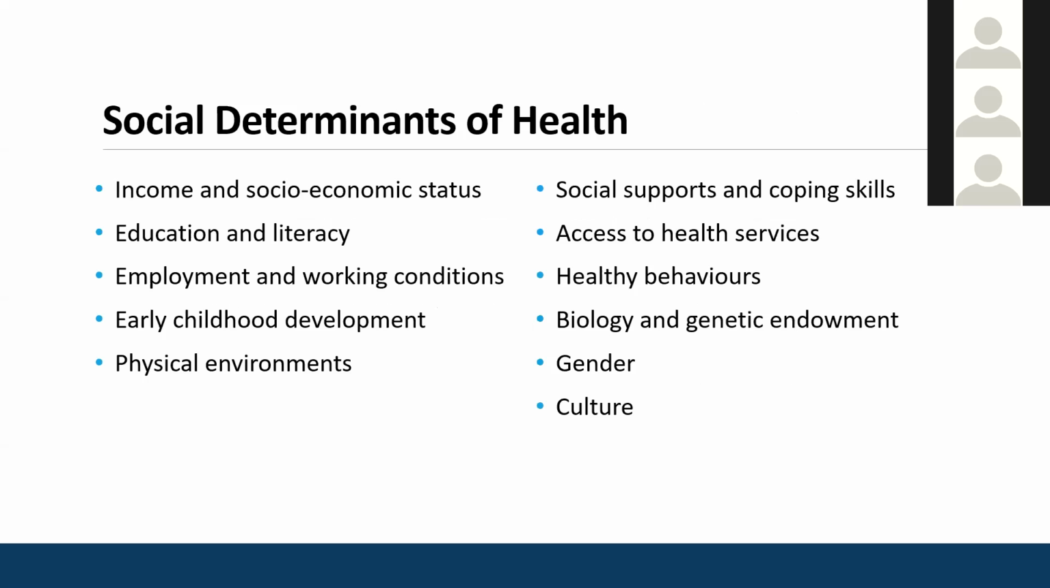Just some examples of social determinants of health. It's always nice to revisit those. We have income, socioeconomic status, education and literacy. There's employment, early childhood, child development, physical environment. Then we also see social supports, coping skills, access to health services. There's a wealth of social determinants of health that do exist.